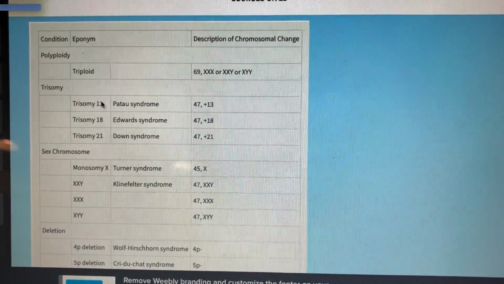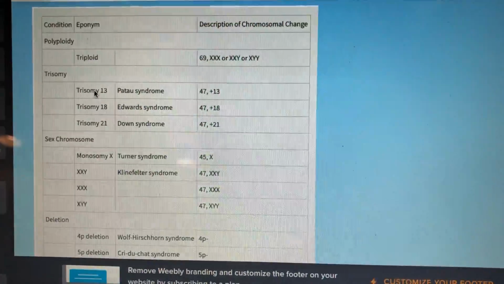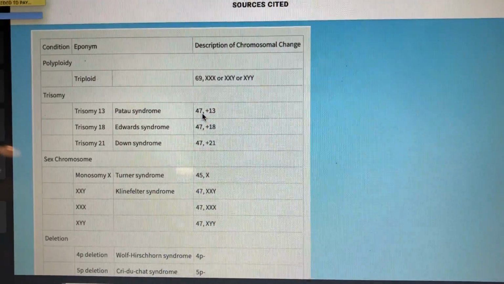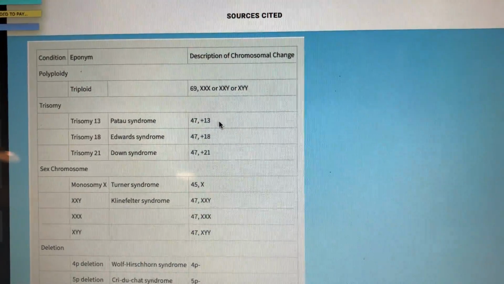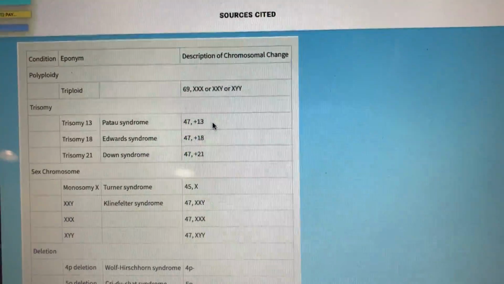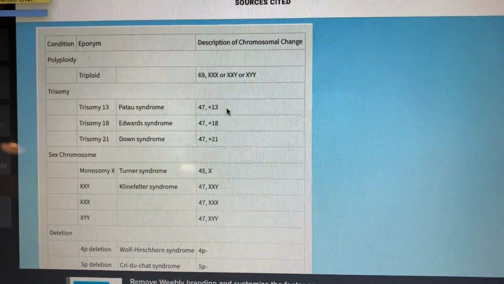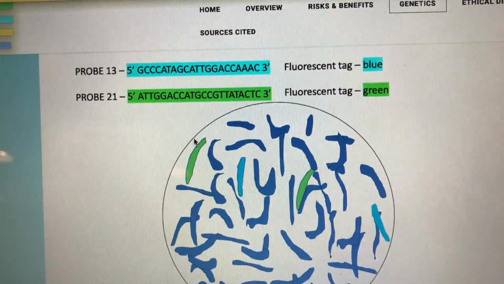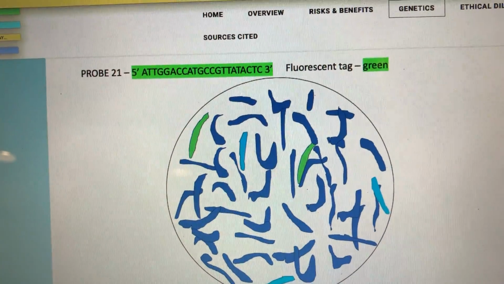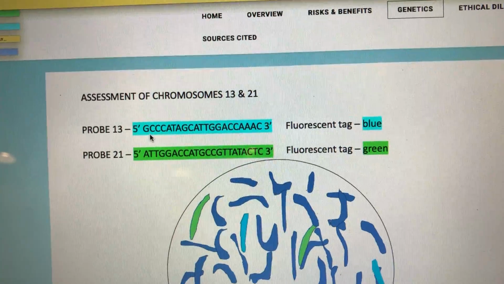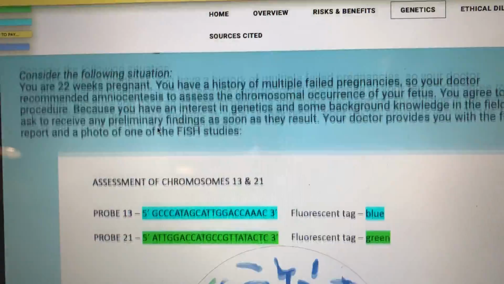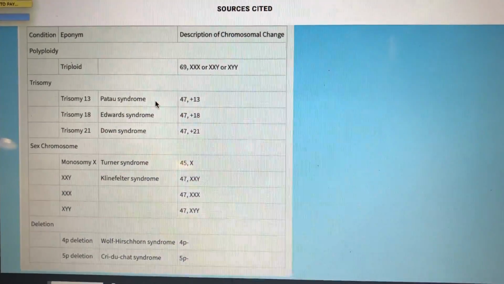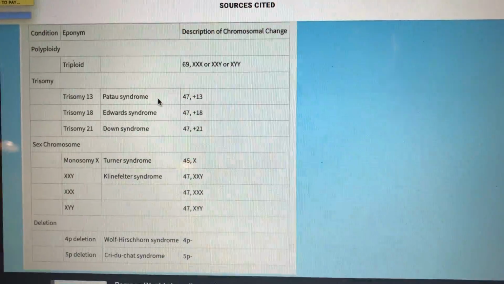The second type of condition is trisomy 13. This means that there are a total of 47 chromosomes seen in the study, with chromosome 13 having an additional chromosome for a total of 3 chromosomes. Now, if you remember, this actually is consistent with what we just saw in this FISH study. We saw that there were 3 blue chromosomes, and we said that blue fluorescence represents probe 13 for chromosome 13. And this means that the fetus is likely going to have Patau syndrome.